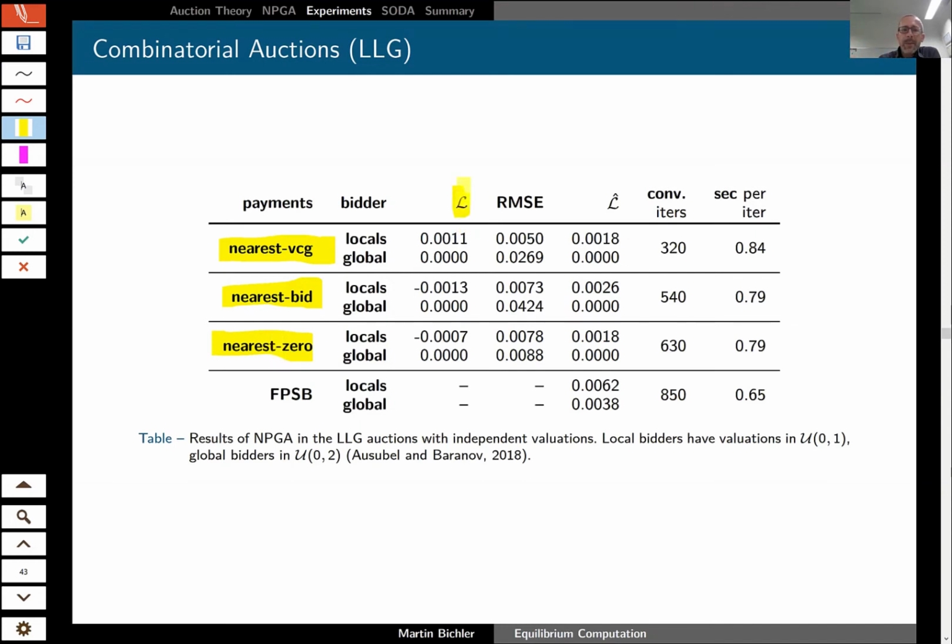Here again, calligraphic L is the utility loss. You see sometimes the loss is negative. So this means this is just numerical instabilities here. It's really super small. We also provide the root mean squared error here to compare the analytical Bayes-Nash equilibrium to the one that we find with NPGA, and it's also fairly small. And then here we also look at the first price bid auction where we use our estimator for the utility loss, right? And with uniform prior, the computation is actually fairly fast. It's a few minutes only.